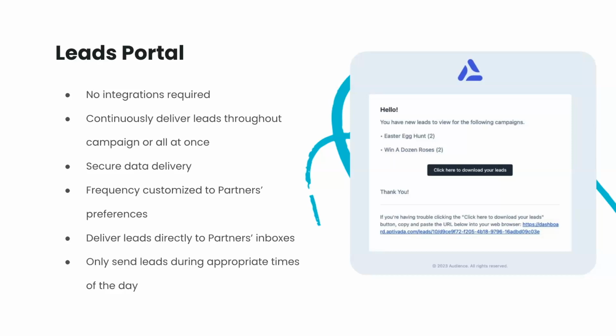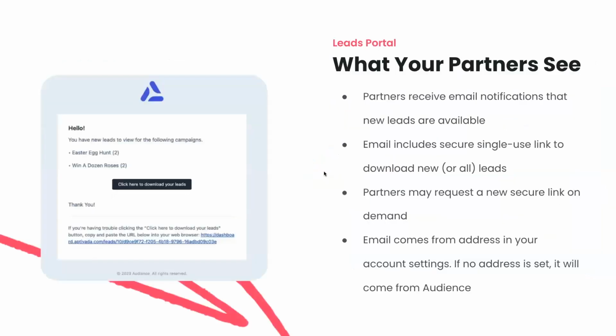You can send the data securely. And you can set the frequency of when these leads are sent, and the frequency is based on your partner's preferences. You can deliver leads directly to partners' inboxes via email, and only send leads during appropriate times of the day. So if you set hourly lead sends, people aren't getting it at midnight.